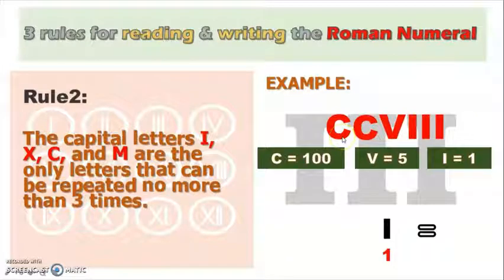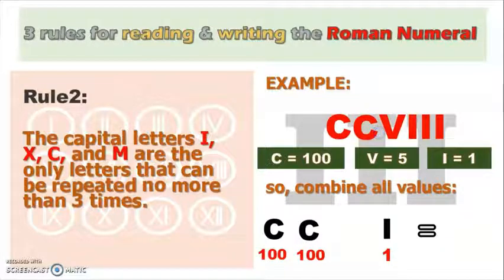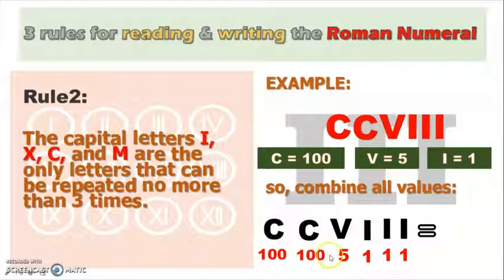So C is 100 plus another 100 equals 200. So these are combined: C 100 plus 100 plus V 5 plus 1 plus another 1 plus 1. So 100 plus 100 plus 5 plus 1 plus 1 plus 1 equals 208. So this is how.